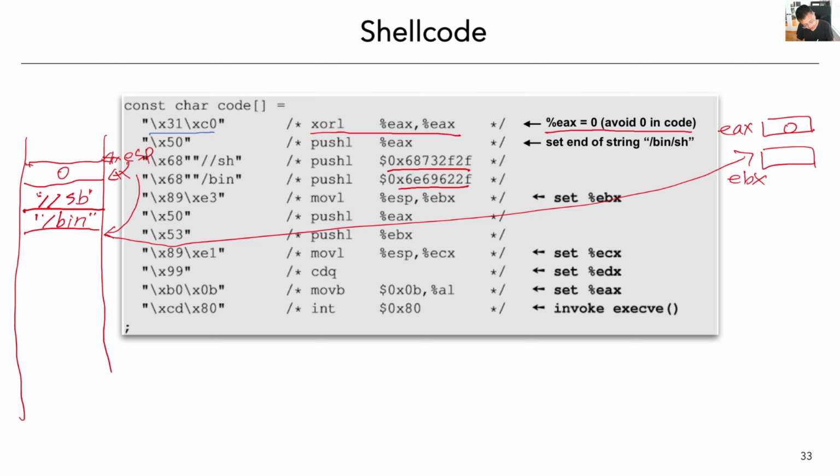Then we push EAX to the stack. This will be 0. Then we push EBX. Again, EBX is actually the address of this string, right? Then we move ESP to ECX. Now here is the ESP now.